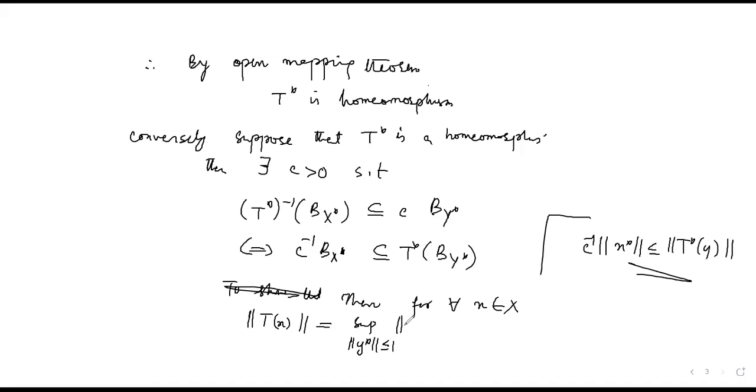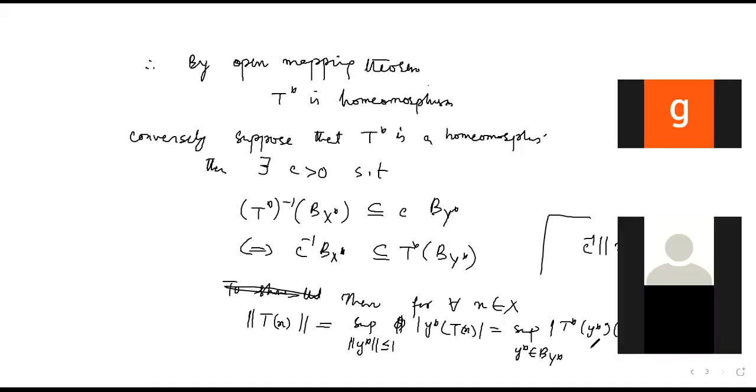Mod of, it's a scalar, y star T of x. That is the Hahn-Banach theorem basically, which is equal to supremum over y star belonging to the unit ball of Y star, of T star y star at x. But that is the definition of the conjugate. This is what we mean by that.